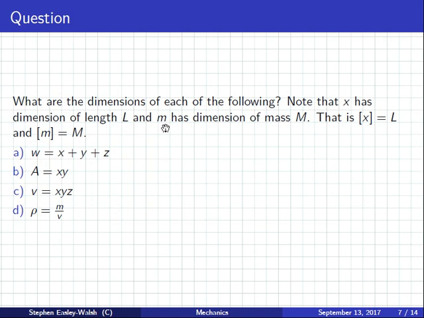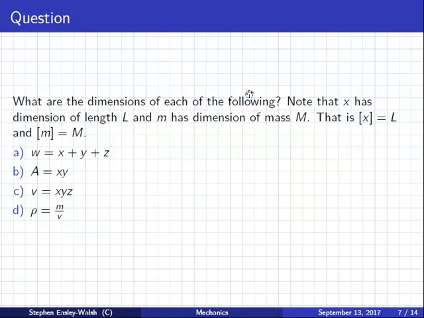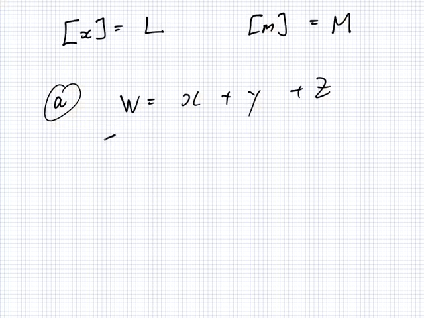So we'll do these ones together. The first one, W equals X plus Y plus Z. The only thing I'm telling you is the dimension of X is a length and the dimension of M is a mass. What unit could we use to measure this? What unit measures length? Meters, and this one? Kilogram, yeah. Okay. So A, W equals X plus Y plus Z, and what did I want? I want the dimension. Okay, so what's the dimension of W? Why? Is this correct?